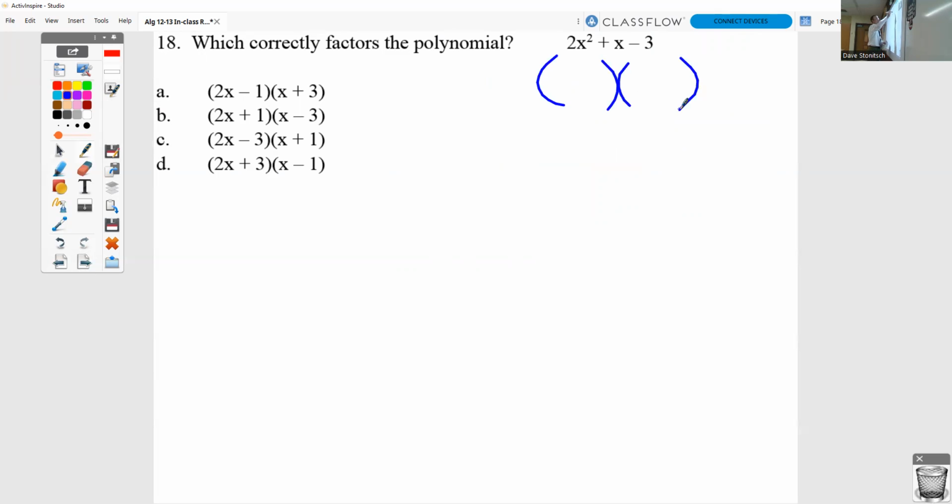What times what is negative 3 that adds up to 1? There's really a 1 there. But be careful, because whatever you put in the other outer, you've got to multiply it by 2. Well, this would be a plus 3 and a minus 1. 2 times negative 1 is negative 2. Plus 3 is positive 1. That is choice D.